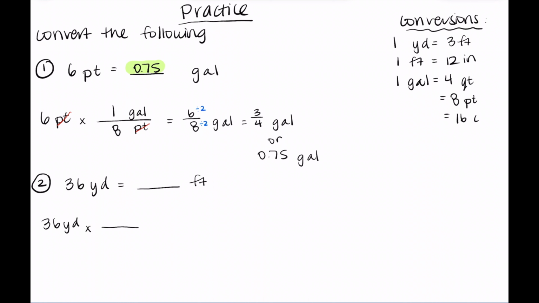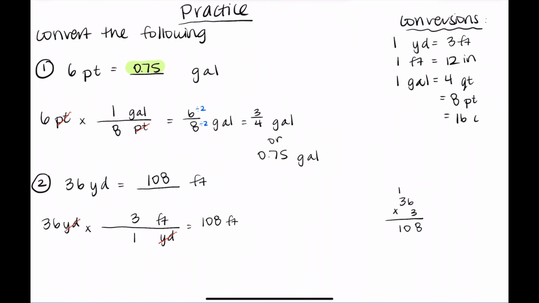This one is a little bit different. We're starting with 36 yards and we want to go to feet, right? So 36 yards, well, we know that there are 3 feet in every yard. We'll go through there and fill in our conversion rate. We're going to have the yards on the bottom so we can cross cancel our units. We have to do 36 times 3 on the side here, and when we do that, we get 108. So 108 feet would be our answer for number 2.